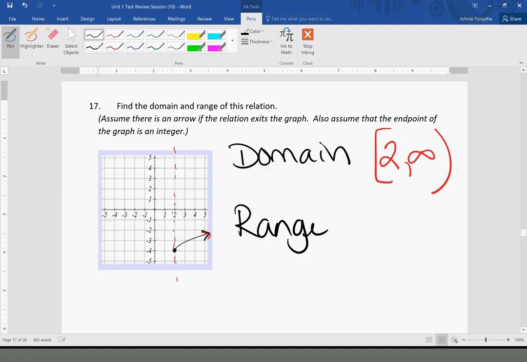Now let's talk range. So we're going to start from the bottom for range. So from the bottom, it starts at -4. And we're going to use a bracket because it does have an endpoint there. And it's going up. So the arrow is going all the way to the right and then all the way up. So that's going up to infinity with parentheses. Okay?